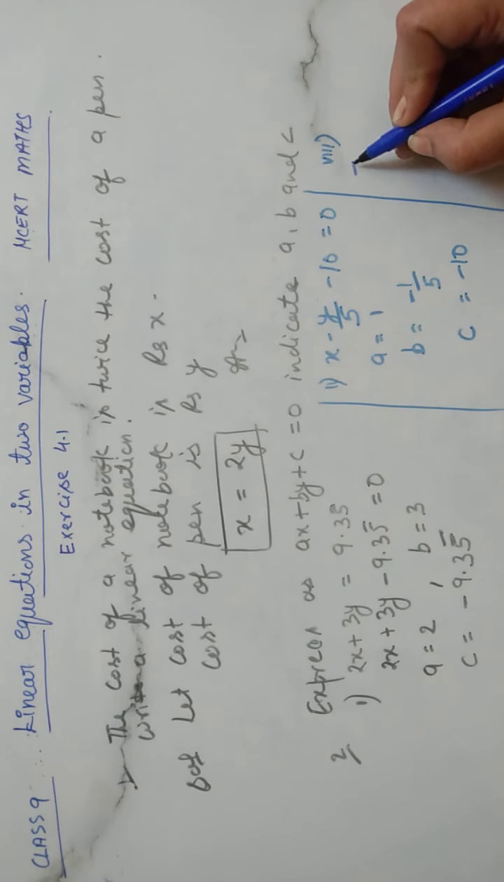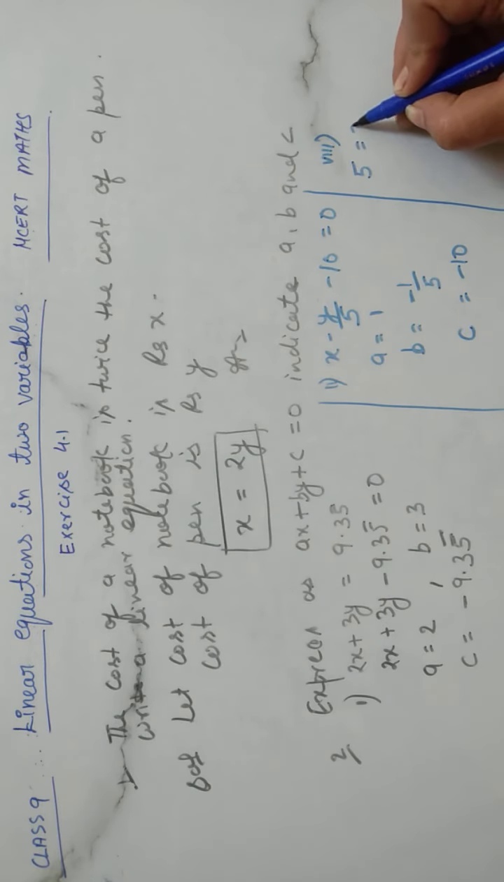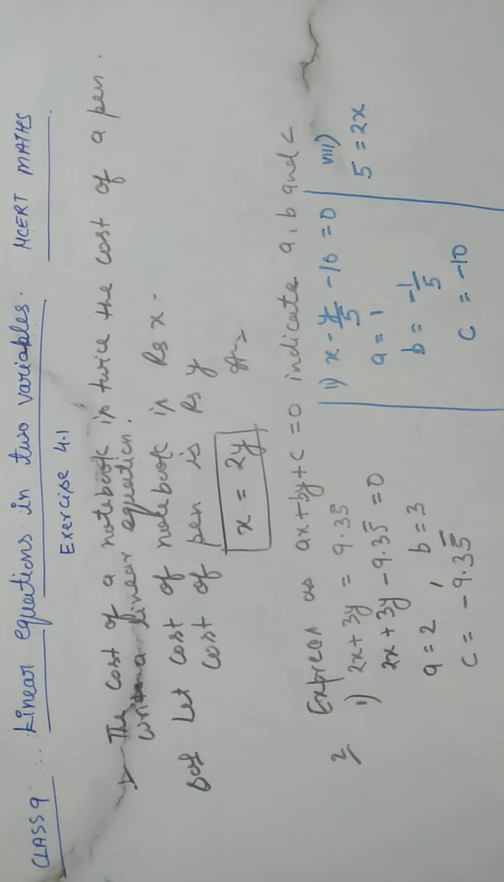Just see, the question is 5 equals 2x. So now what you can do: 2x minus 0 into 5y, then minus 5 equals 0. And one more thing you can do: minus 2x plus 0.5y plus 5 equals 0.